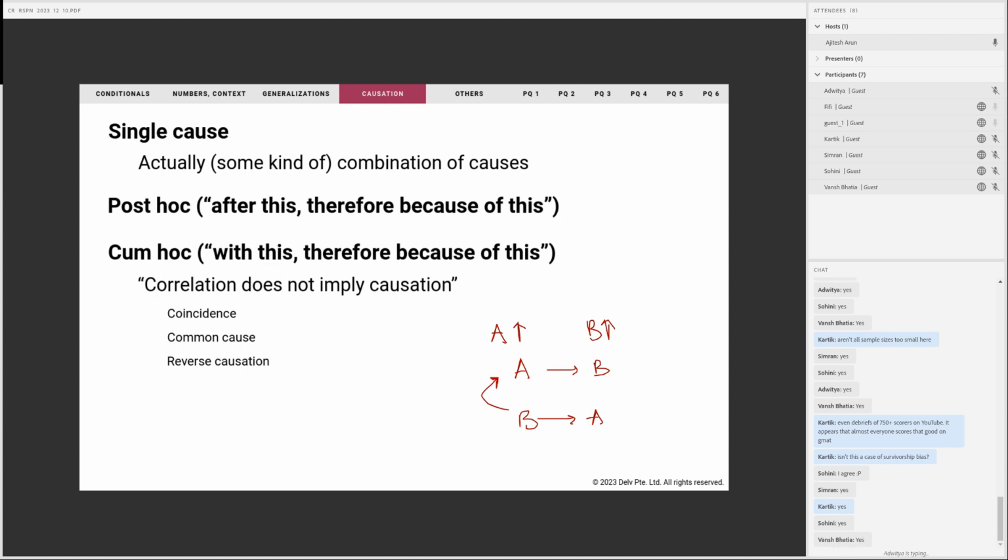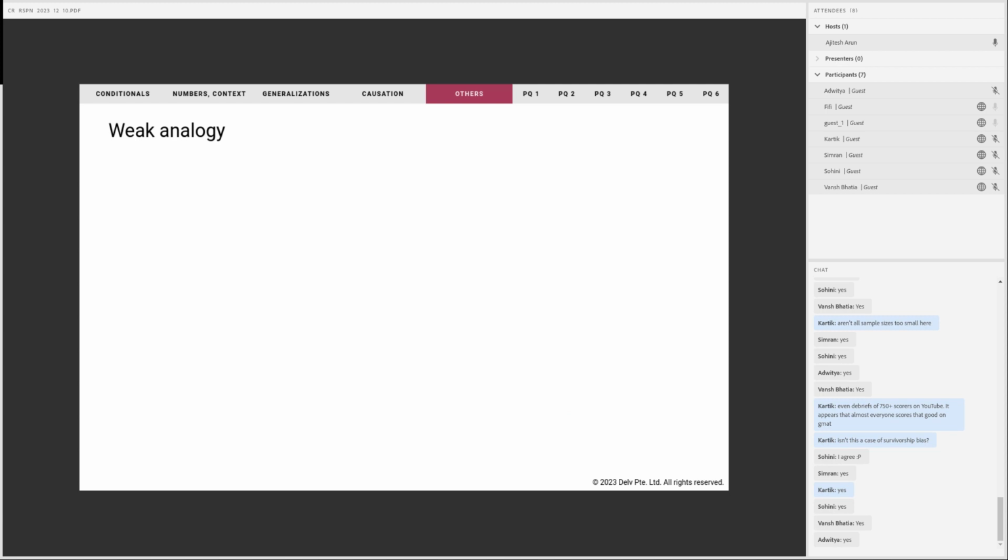Okay, excellent. All right. Now, there are a few other things that we could discuss, but really they're not all that important from a GMAT perspective. We'll just take a very quick look at some of them. Now, the first one is weak analogy. The only thing I want to point out over here is some people seem to think that looking at similar situations in general is not a very good strategy.